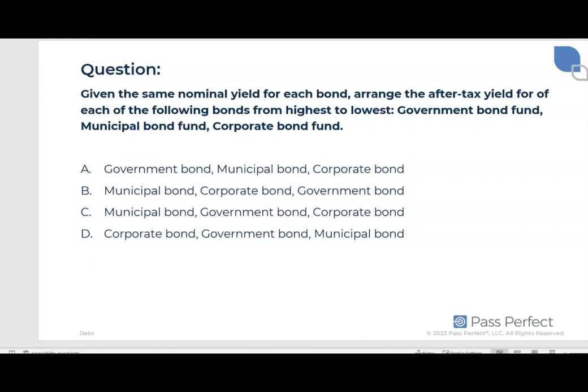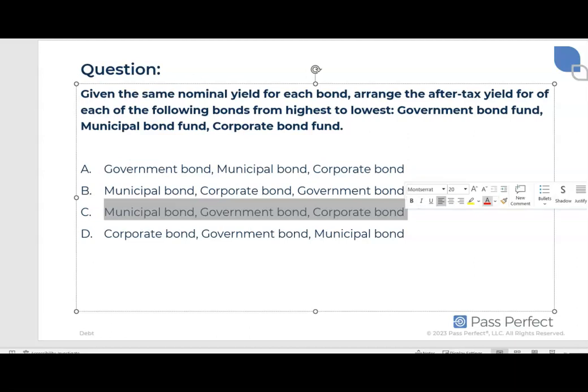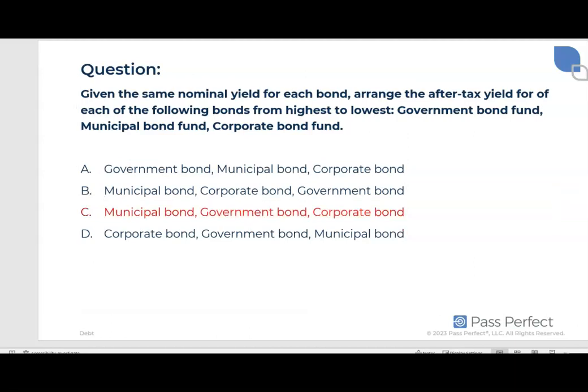Now, corporate bonds have no special tax treatment. They are fully taxable as ordinary income on both federal and state levels. So the corporate bond, you actually get to keep the least amount. So if they all pay the same interest rate, how much you get to keep? Our best answer is C. Muni, government, corporate, because of the taxability, the relative taxability of these bonds.